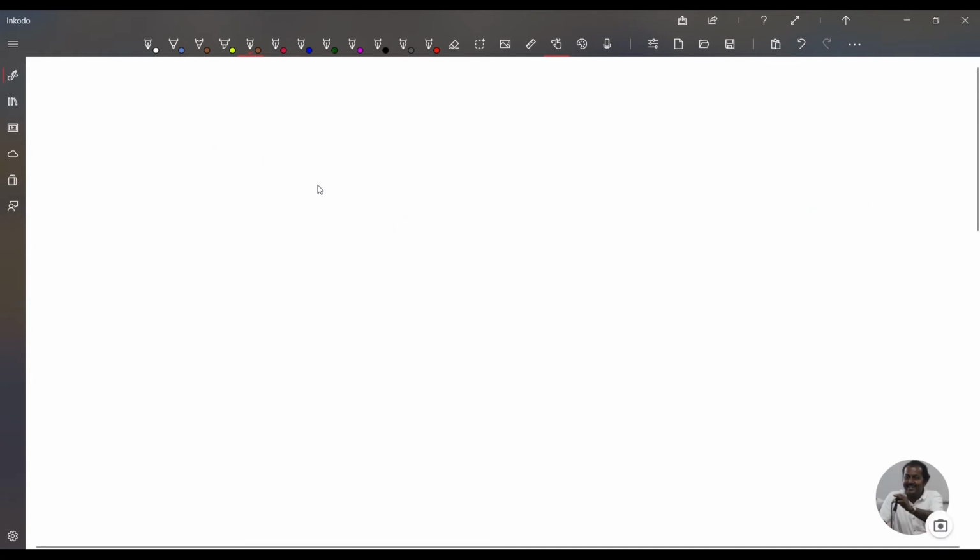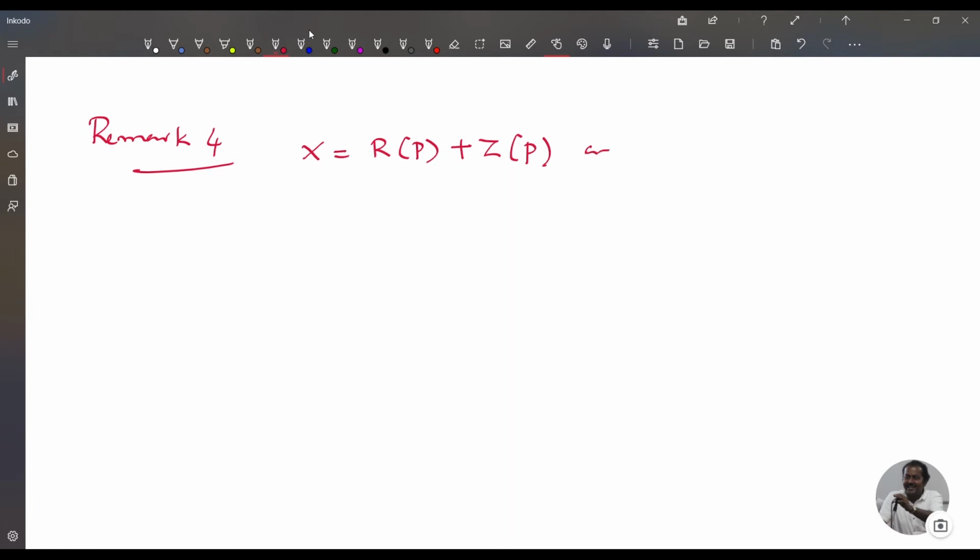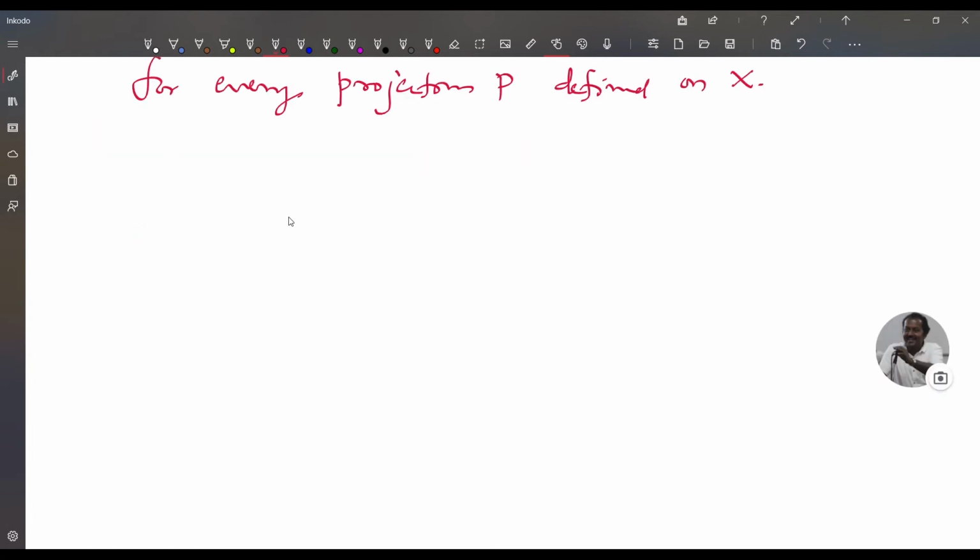Now remark 4: X is equal to the range space of P plus the 0 space of P, and the range space of P intersection the 0 space of P is the singleton 0, for every projection P defined on X. So first we prove that the range space of P intersection the 0 space of P is the singleton 0. So proof.